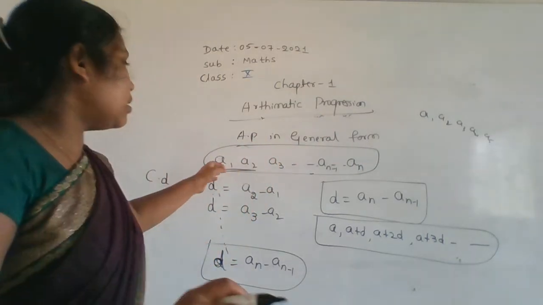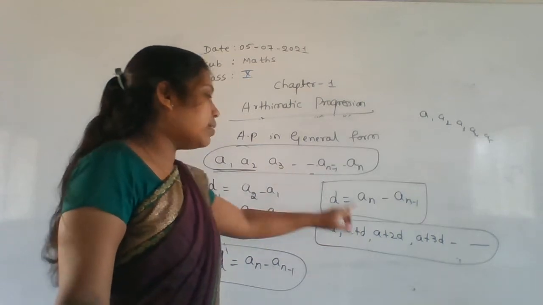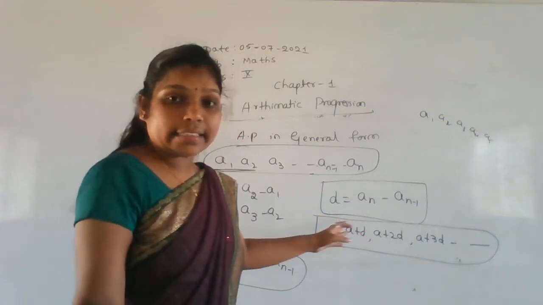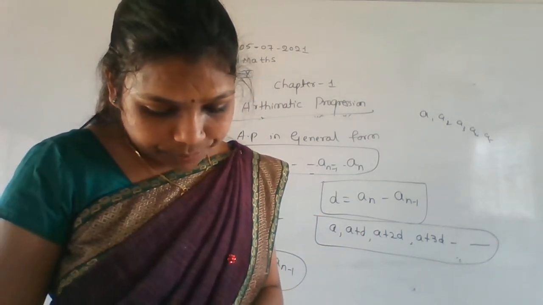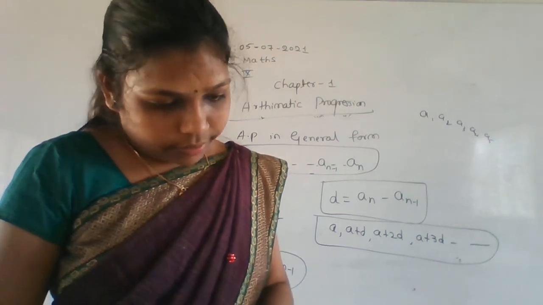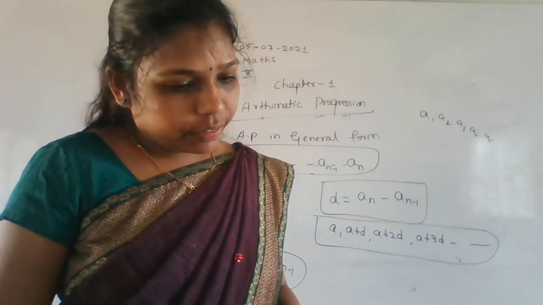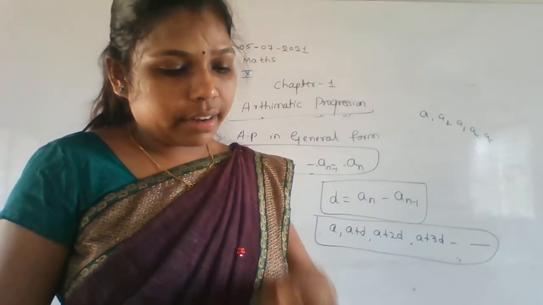So A1 means here A. A2 means A plus D. A3 means A plus 2D. And so on, A4 means A plus 3D. Like that you will get. Similarly, the D formula is also given here. And after that, we'll see example number 1 here.